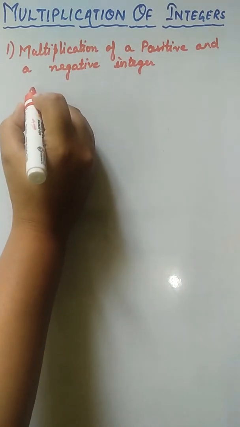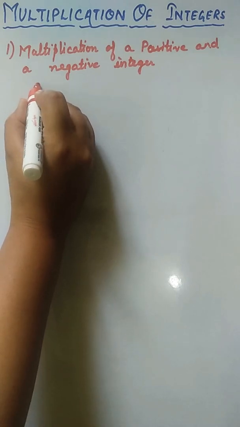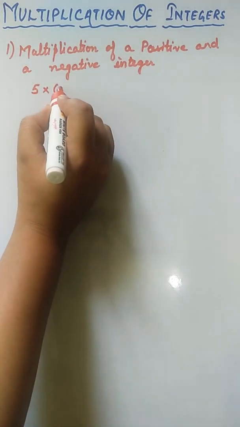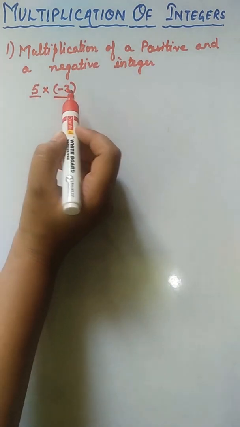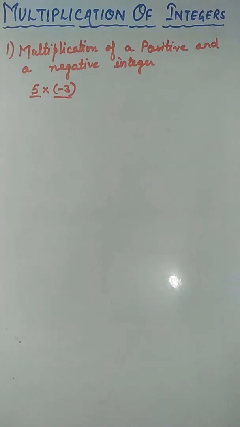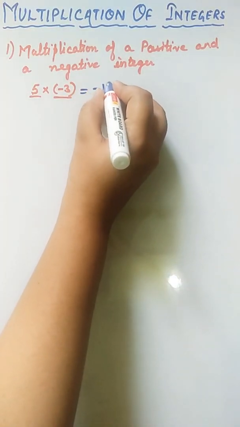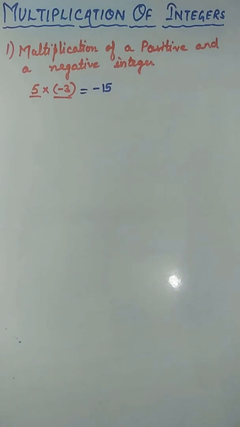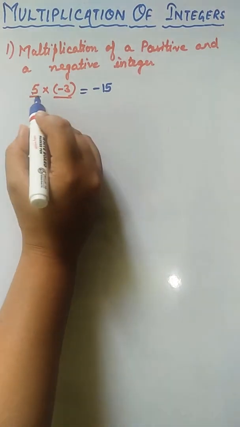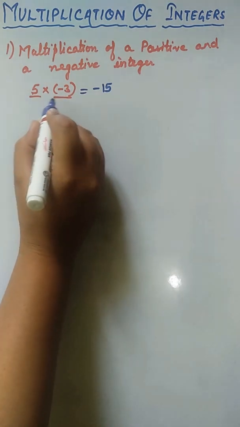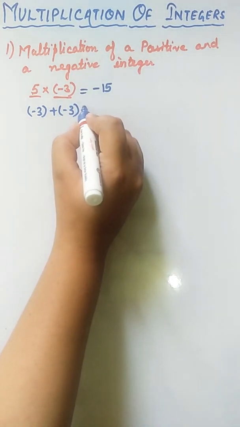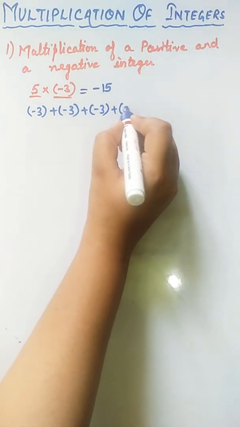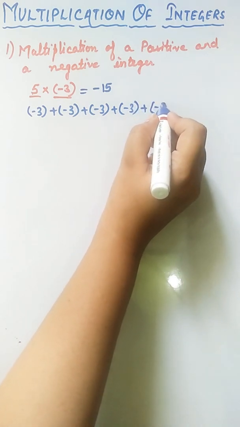Suppose there is a number 5, a positive, and 3, a negative integer. So one is positive and one is negative. So what will be the answer in this case? 5 into minus 3, the answer will be minus 15. Why is it so? Because 5 into minus 3 means that we are going to add minus 3 five times. Minus 3, minus 3, minus 3, minus 3 and minus 3.